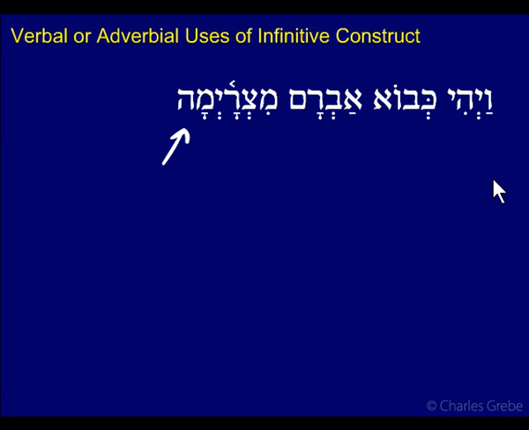So the way we would translate this, this sets it off in the past. Bo is to come or enter. And again, we have kaf here. So just translate it when, at least for now. When, as, or something like that.